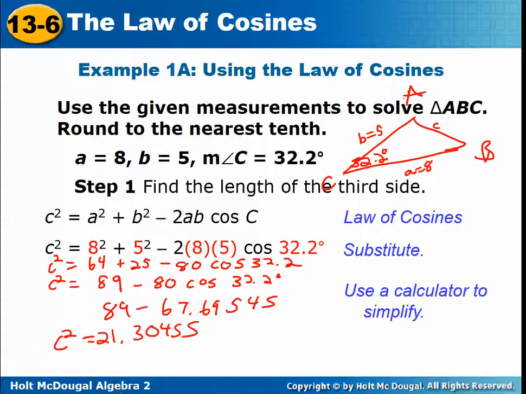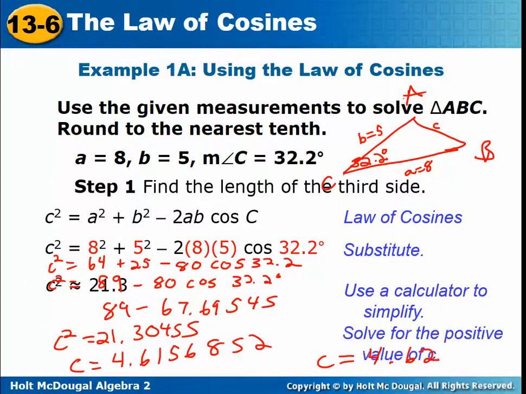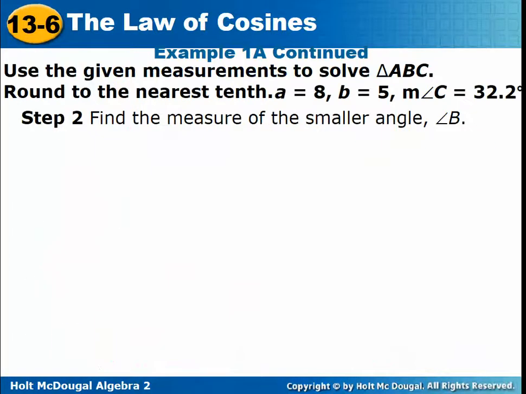So I still have to take the square root of that. When you take the square root, if it's already on your calculator, you can also raise it to the 0.5 power or to the 1/2 power so that you don't have to retype everything. That's the same as the square root. So I get that c is equal to 4.6156852, so c is equal to approximately 4.62. So now we know what side c is. So we have all 3 sides now. And they just rounded it to 4.6.